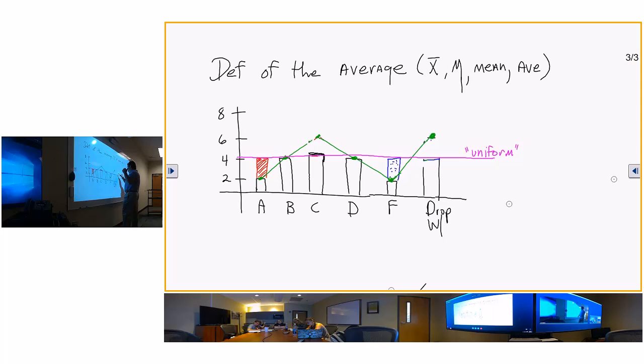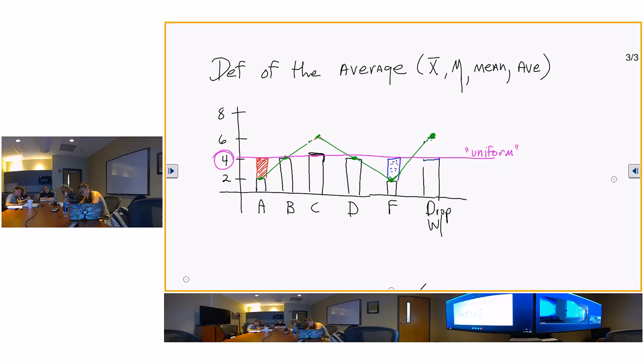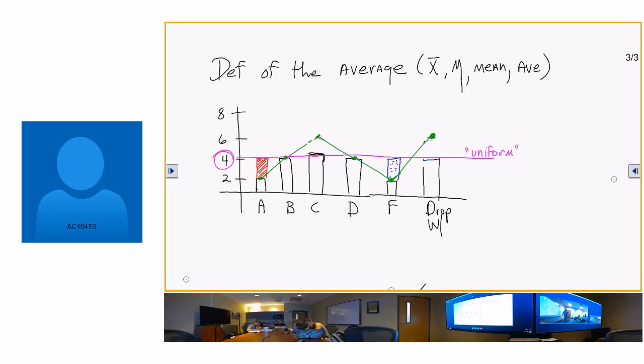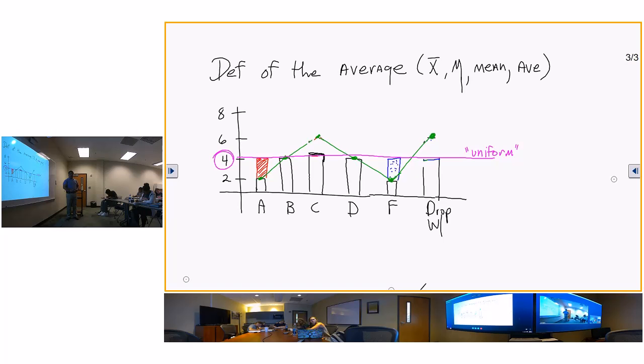So the uniform distribution is what? 4. So what does that have to do with the average? The average is the number that represents uniform distribution. That's the definition of the average. And I guarantee you, some of y'all just graduated from high school statistics. You didn't know that. It's the number that represents uniform distribution. So the number of students that represents uniform distribution with these grades is 4.